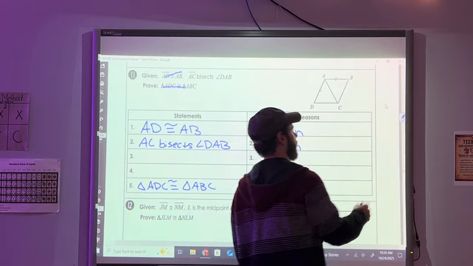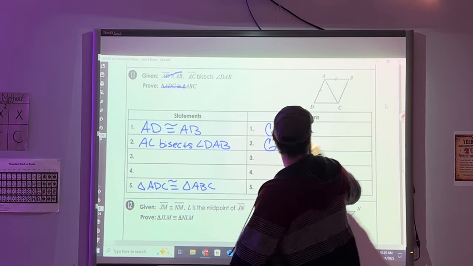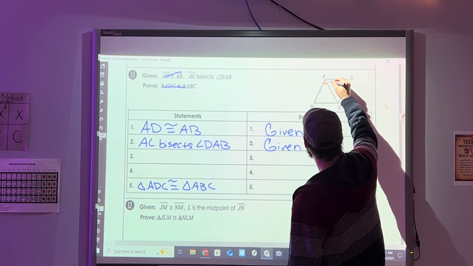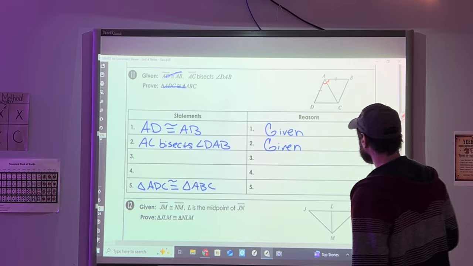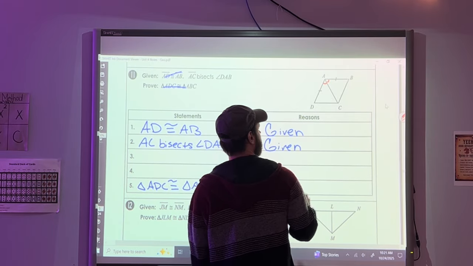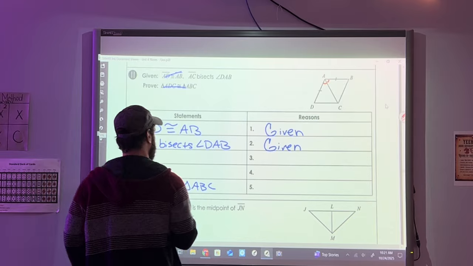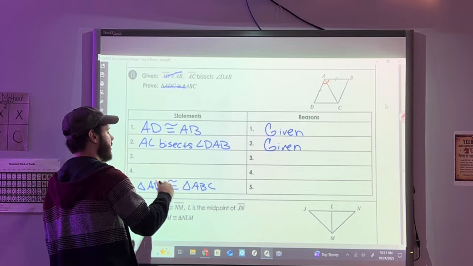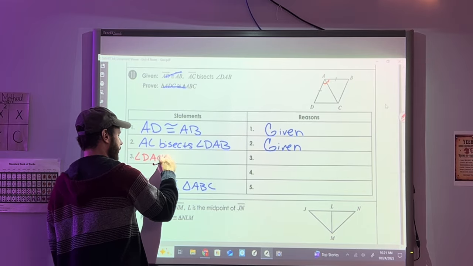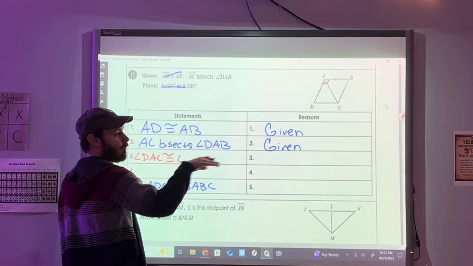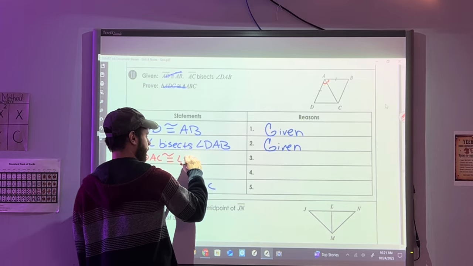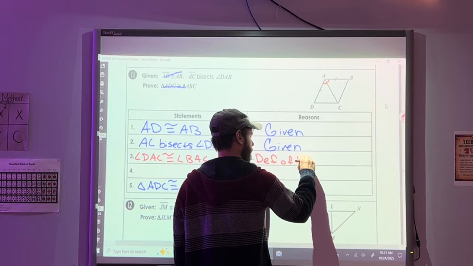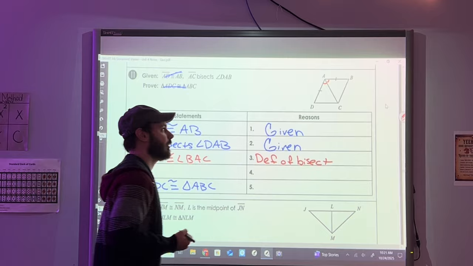AC bisects DAB. Okay, so we're talking about an angle. AC is cutting something in half. This line is cutting one angle in half, DAB, it's cutting this one. So that piece is going to match that piece. All right, right here, I know that they match each other. So here's my angle statement. It's going to be that bottom one, the angle that's facing downward right now, angle DAC is congruent to the other angle, the one that's going that way, BAC. And my reason is definition of bisect, because remember, bisect means to cut in half.